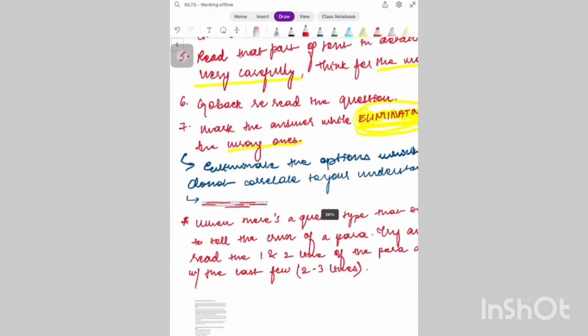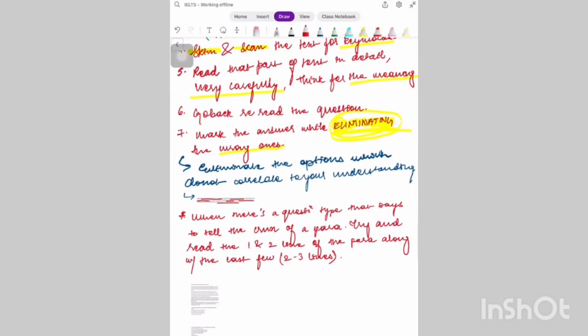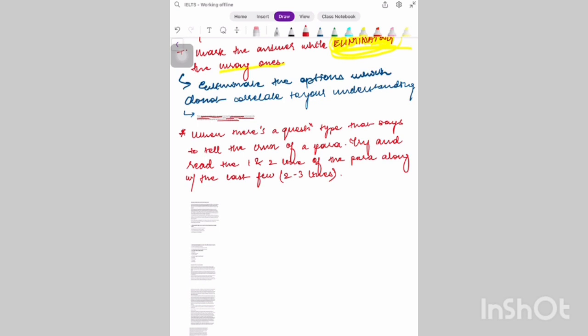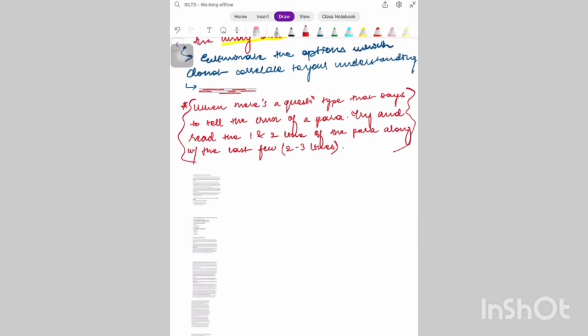So when there is a question type that asks for the crux of the para, try and read the first or second line at the start of the para and the last 2 or 3 lines of the para. That's how, if a question asks for the crux of the para, you can use this tip.